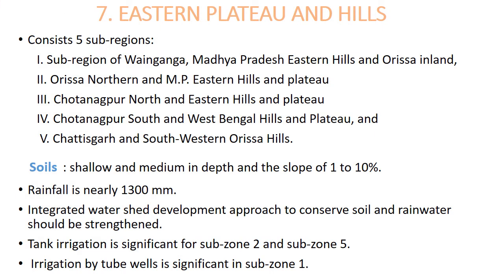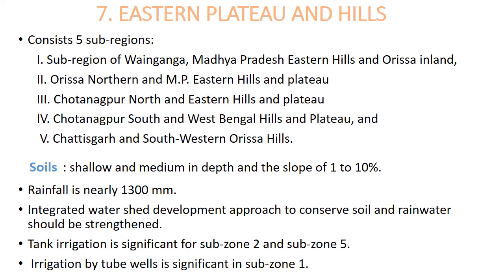Next, Eastern Plateau and Hills. This region consists of 5 subregions, including Orissa inlands, Northern and Madhya Pradesh Eastern Hills and Plateau, Chota Nagpur North and Eastern Hills and Plateau, Chota Nagpur South and West Bengal Hills and Plateau, and Chhattisgarh and southwestern Orissa Hills. And the soils are shallow and medium in depth, and slope is 1 to 10%.